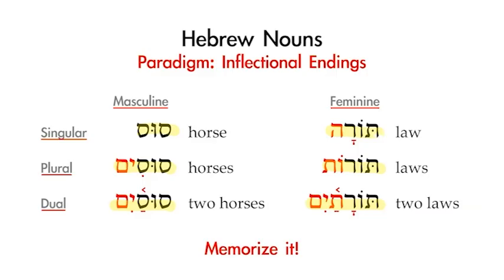And you'll see that each category, in terms of masculine and feminine, singular, plural, and dual, has its own particular set of inflectional endings. And that's how you identify a noun as either masculine or feminine, singular or plural or dual. So those endings are key to identifying the gender and number for each noun. And that's why it's important to memorize this paradigm like a robot with absolute precision.